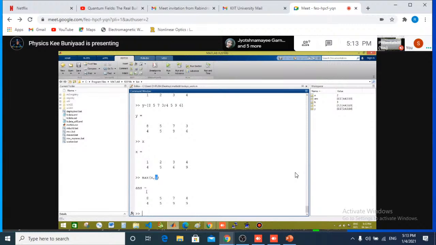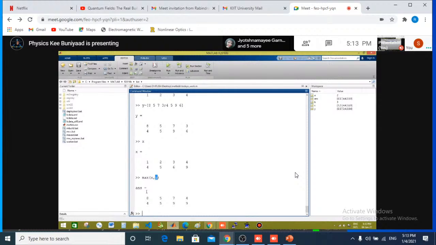Yes. It will compare every element. Here it is 8, here it is 1. So 8 is bigger, so it will give you 8. Then in the second case, 5 and 2. So it will be 5. It will return you the maximum number, always, by comparing both the matrices element by element.